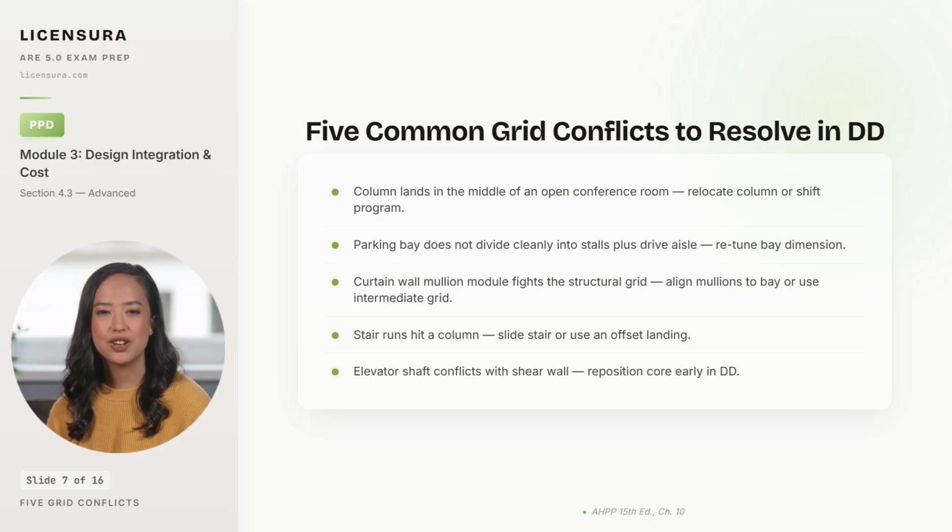Fifth, an elevator shaft conflicts with a shear wall, which forces a choice between repositioning the core or accepting an awkward shaft. Catch these in DD and you fix them on the page. Miss them and you fix them on the construction site, where the cost multiplier is brutal.